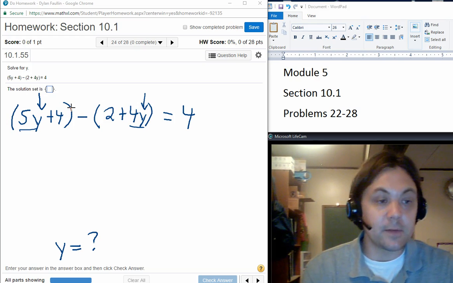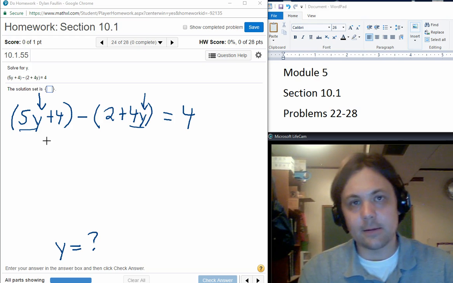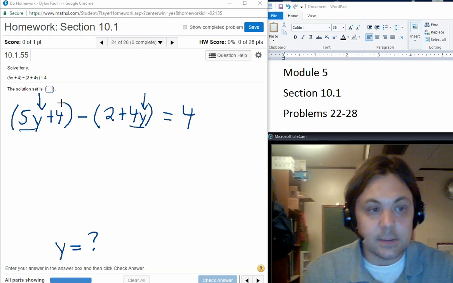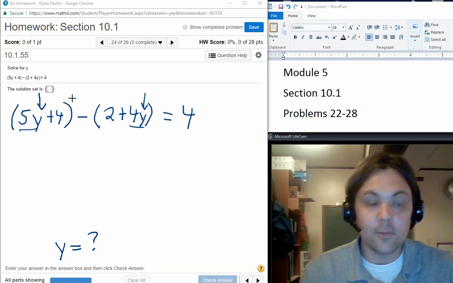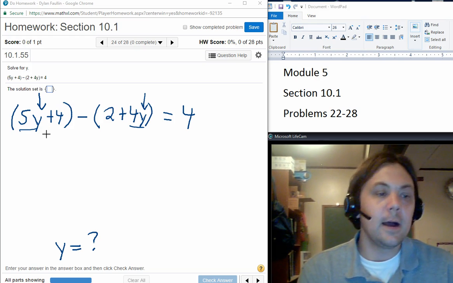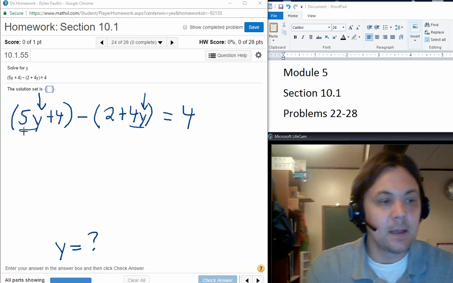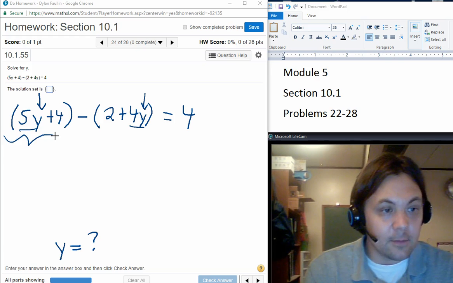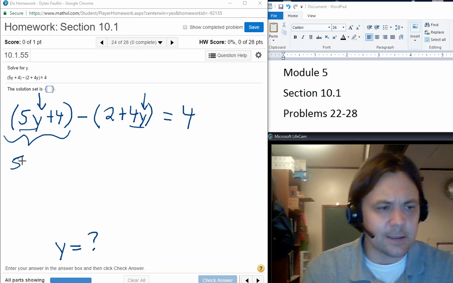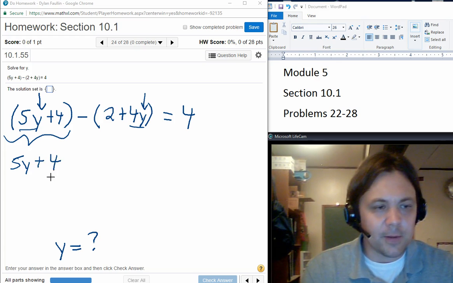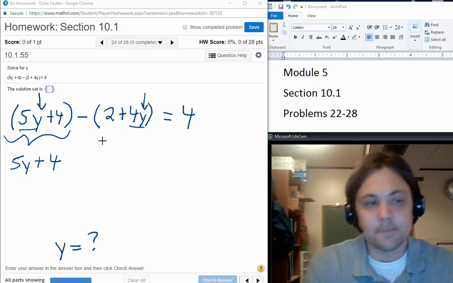Now, the first set of parentheses is doing nothing mathematically speaking. It's just 5y plus 4. There's nothing for me to distribute. There's no exponent here for me to apply. And so mathematically speaking, these parentheses were pointless. So I'm just going to copy this down, 5y plus 4. I'm going to rewrite this 5y plus 4, but without the parentheses because there's no purpose for them.